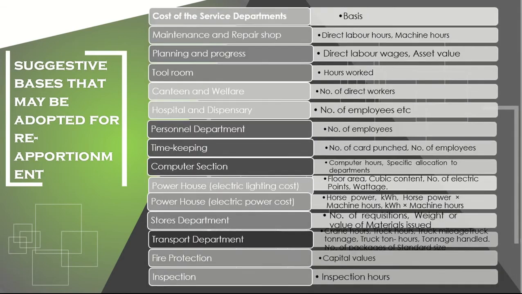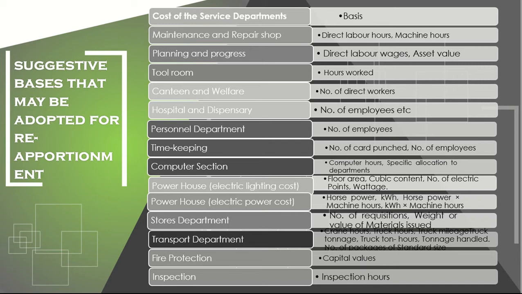1. Maintenance and repair shop: direct labor hours, machine hours. 2. Planning and progress: direct labor wages, asset value. 3. Tool room: hours worked. 4. Canteen and welfare: number of direct workers. 5. Hospital and dispensary: number of employees, etc. 6. Personnel department: number of employees. 7. Timekeeping: number of cards punched, number of employees.